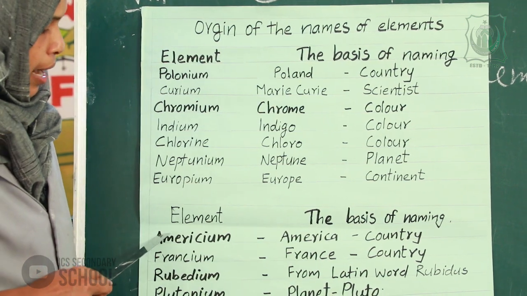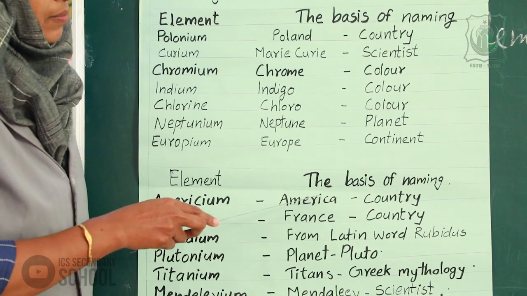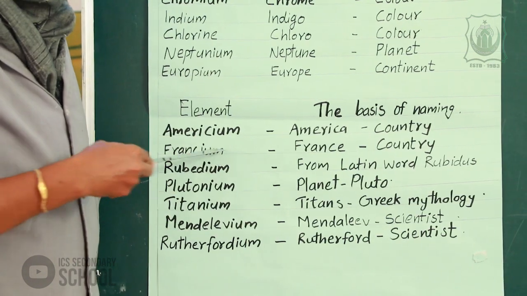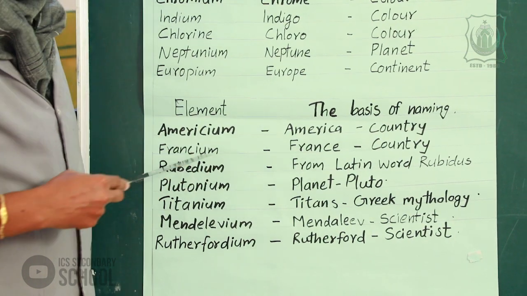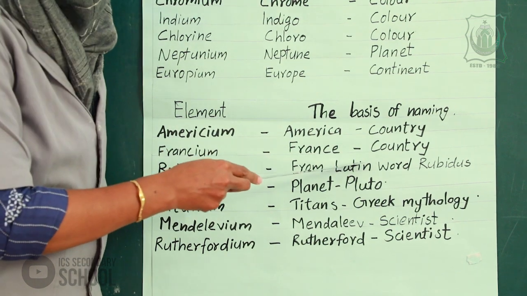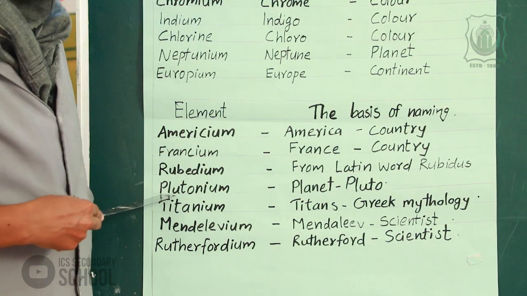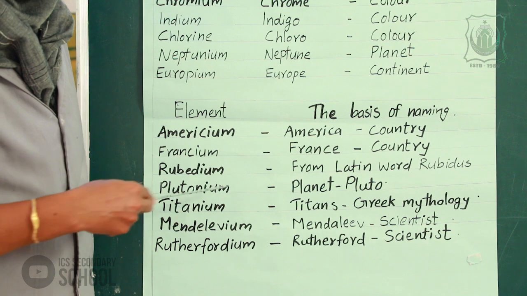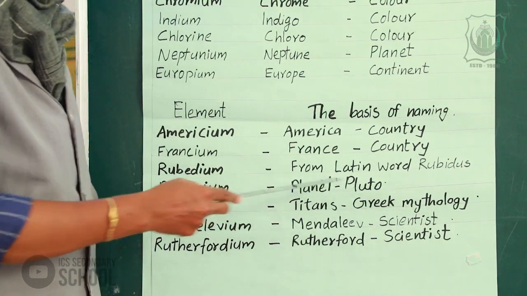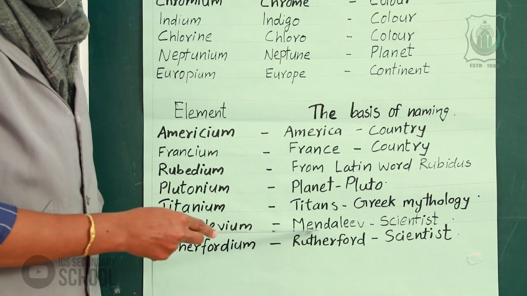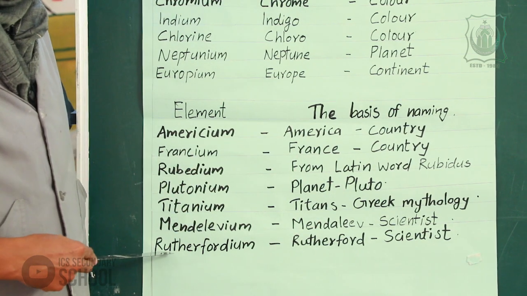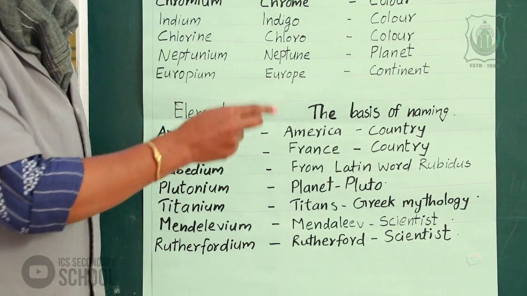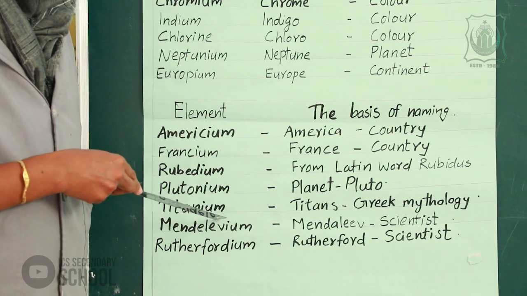And next, americium, the country name America. Francium, country France. Rubidium, from Latin word rubidus. Next one, plutonium, planet Pluto. Titanium, Titans, from Greek mythology. Mendelevium, Mendeleev, a scientist. Rutherfordium, Rutherford, scientist. You should write this table in your notebook.